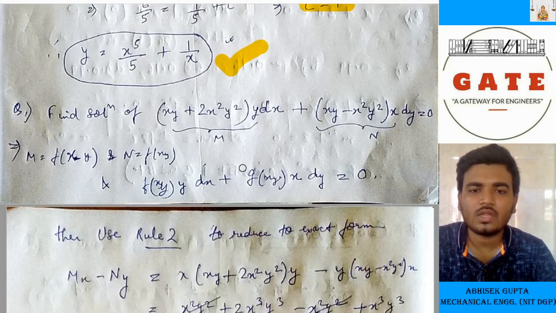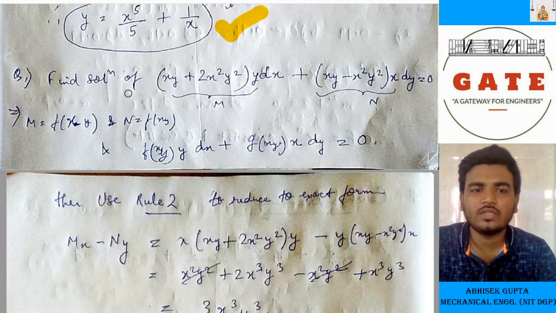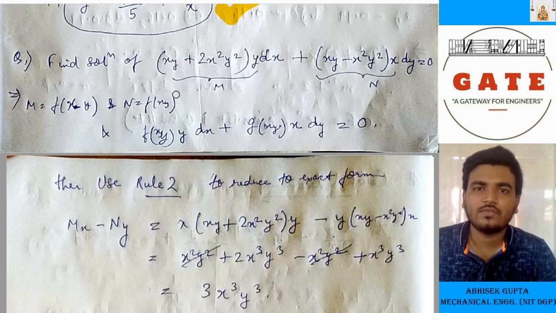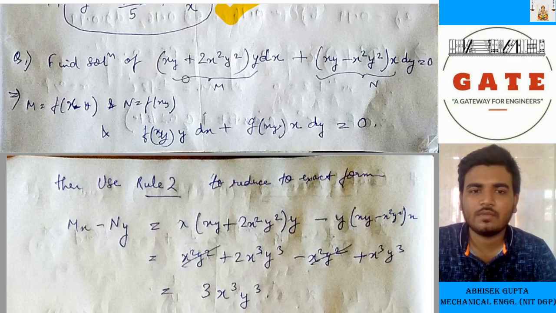Okay. Next question. Find the solution of (xy + 2x^2y^2) y dx + (xy - x^2y^2) x dy = 0. See, you will remember this. I have told you rule number 2 of converting a non-exact differential equation into an exact differential equation. If this is the case, see here M and N.